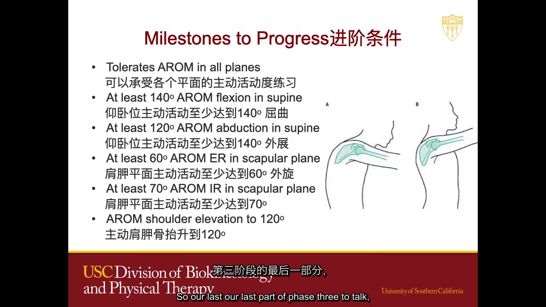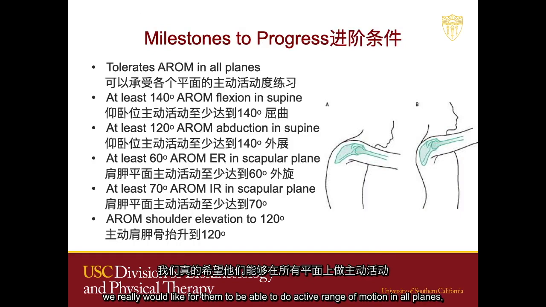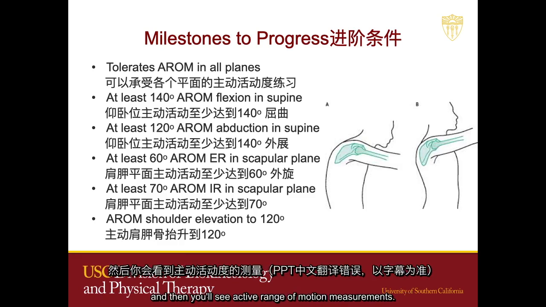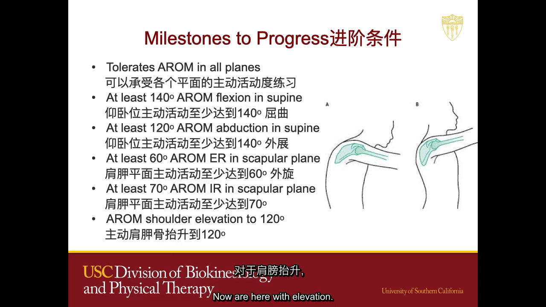So in the last part of phase 3, we really would like for them to be able to do active range of motion in all planes, and you'll see the active range of motion measurements now are here. With elevation, you want 120 for active range of motion. So we went from passive at the end of phase 2 to active range of motion at phase 3. And again, because of their strength issues, you're less likely to be able to get to these goals quickly. So just keep that in mind.